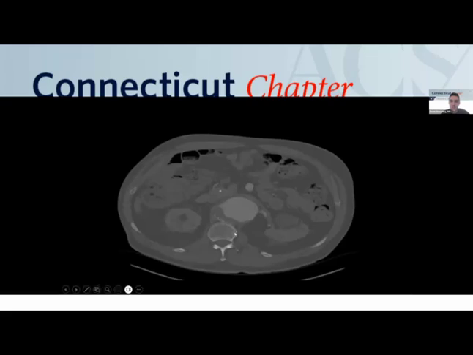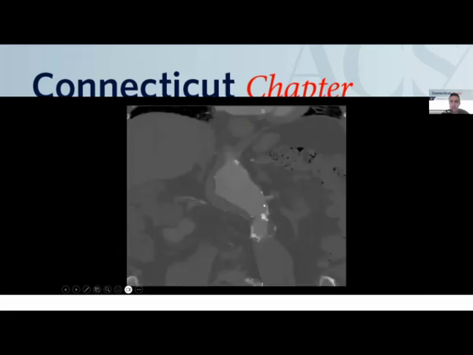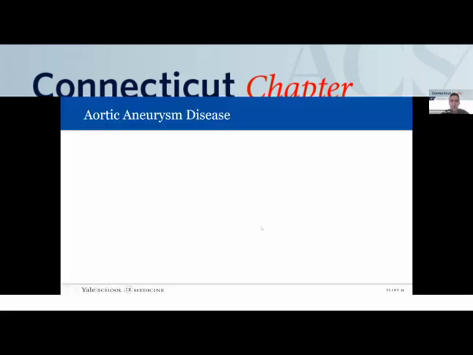So here's a CT scan. You can see here's our renal arteries. Here's what appears to be a large aortic aneurysm. Here's the left renal artery coming off. Here's the SMA. Here's the left renal vein. And here's the sagittal view, and you can see this is a large suprarenal aortic aneurysm. Here's the left renal. You can see the right renal here. And so, aortic aneurysm disease.